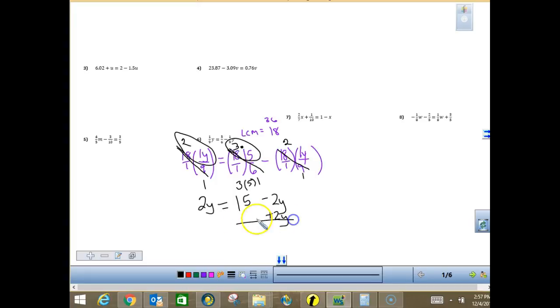I would too, I'd try and get that 15 by itself. Did anyone subtract 2y? That would work too. You just got to be really careful when you do that. So we now have 4y equals 15. And on this side you have 0. Now you're going to divide. Finish that.